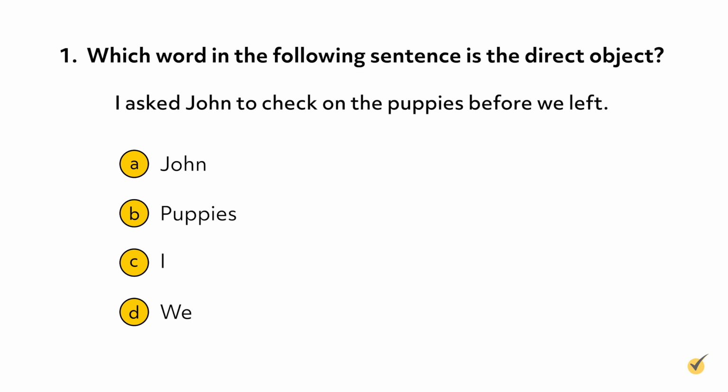Okay, to wrap things up, let's go over a few review questions. Number 1. Which word in the following sentence is the direct object? I asked John to check on the puppies before we left. A. John. B. Puppies. C. I. Or D. We.